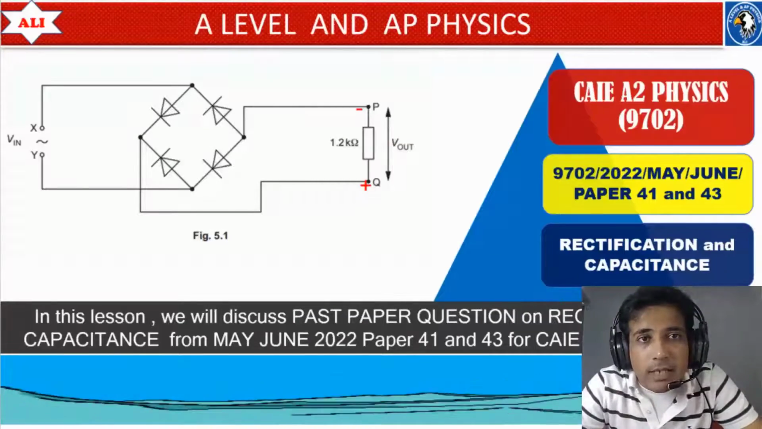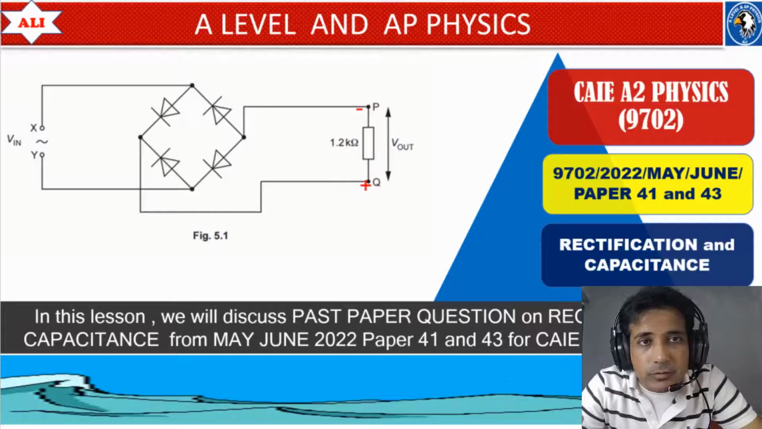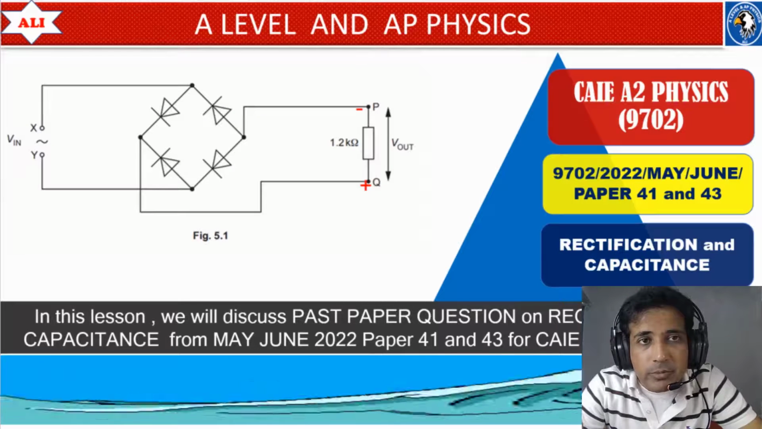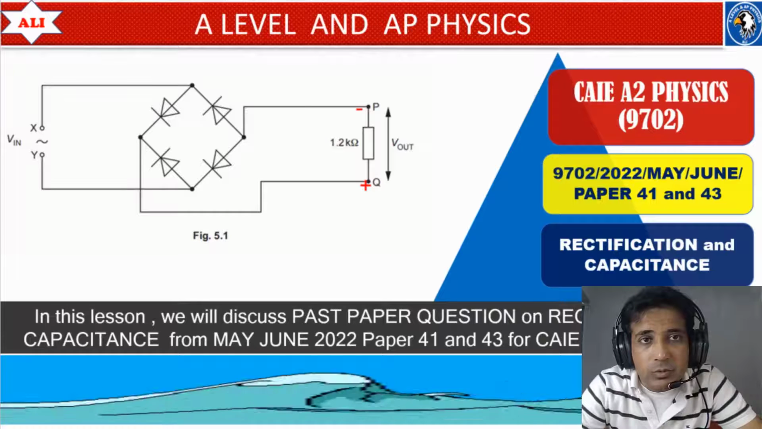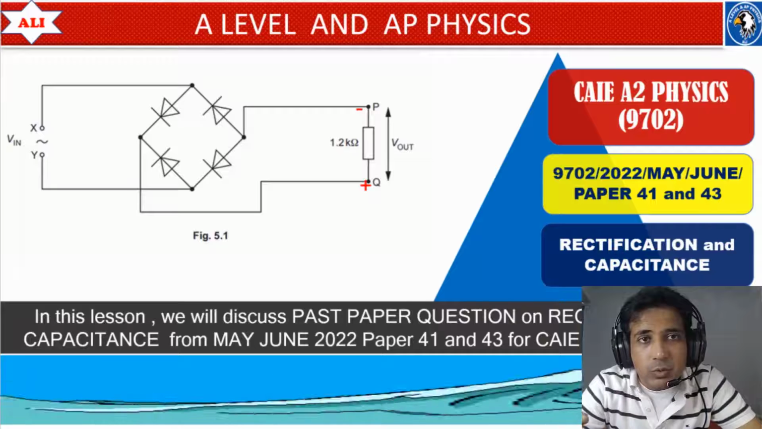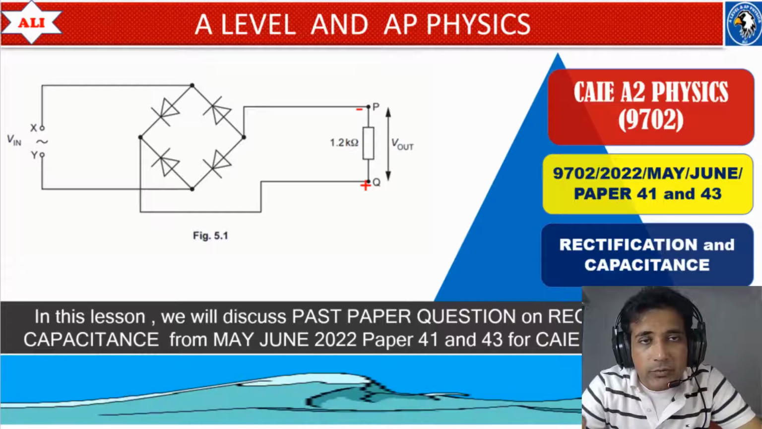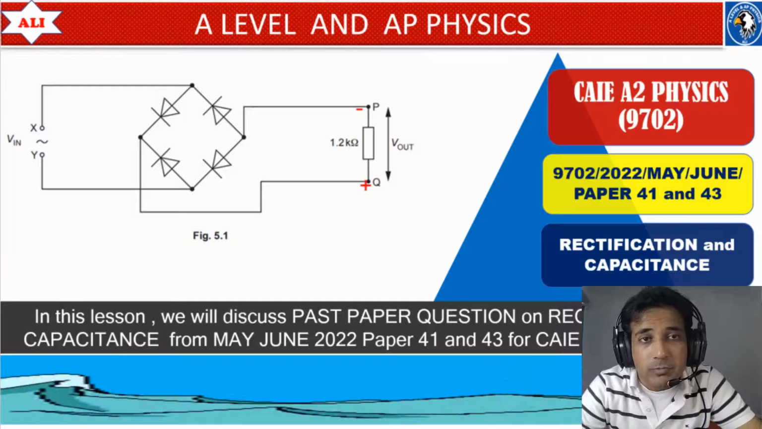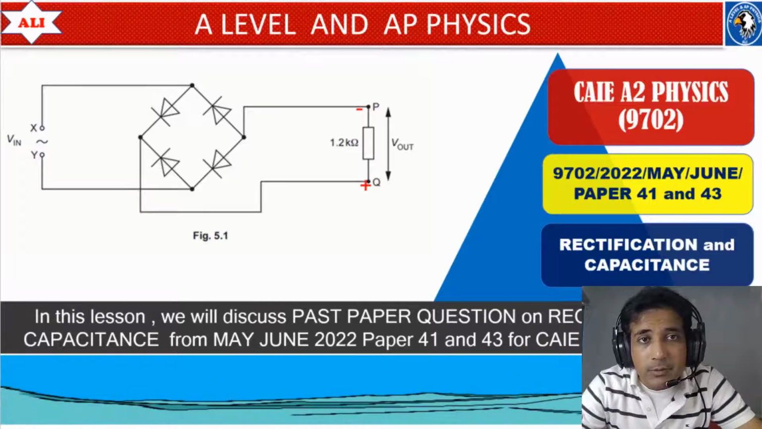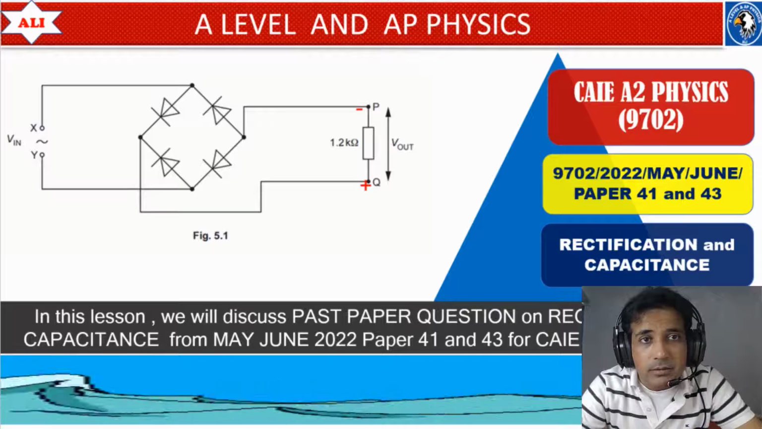Welcome to A-Level and AP Physics. In today's lesson, we will discuss one very important past paper question on rectification and capacitance from June 2022, paper 4, variant 1. In this question, we will discuss these 2 main topics, rectification and capacitance, in depth by solving past paper question. This question will help you to understand rectification and capacitance in depth. Let's study together. Let's improve together.